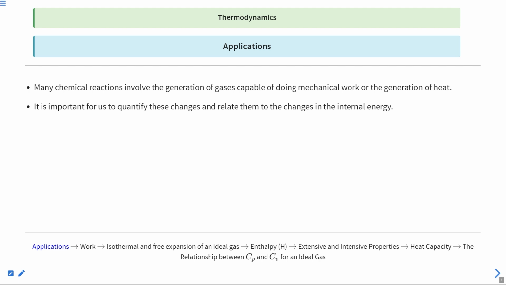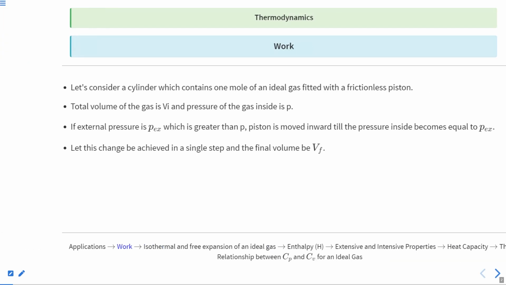First of all, we will deal with work. Work, I think, is very important in a chemical reaction. Most of the reactions that we do are either in the liquid phase or in the gaseous phase, and the gases that are produced can of course do mechanical work, or they can generate heat. So we should have a way to calculate the work that has been done. This work is clearly related with the internal energy. So first, let us see how work is quantified.